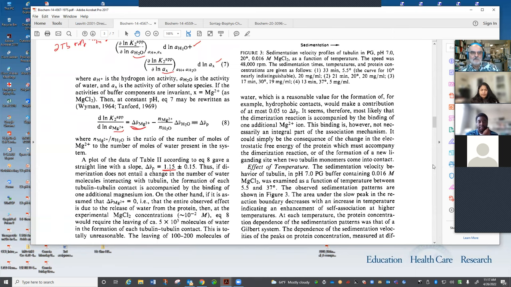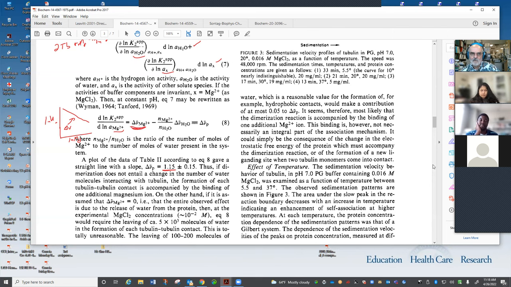Another way of thinking about this is if you plotted the natural logarithm of the equilibrium constant versus the natural logarithm of the magnesium concentration, or the activity of the magnesium concentration, you would get some kind of a line. And the slope of that line would give you this delta nu value. It would tell you how many magnesium ions are involved in the reaction.